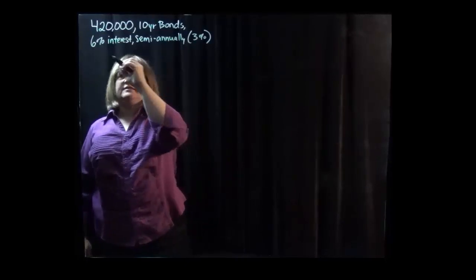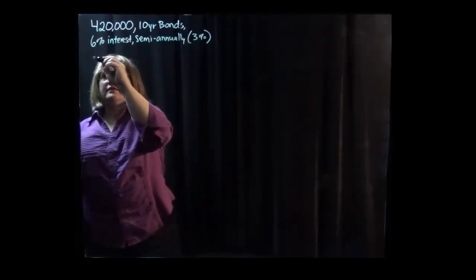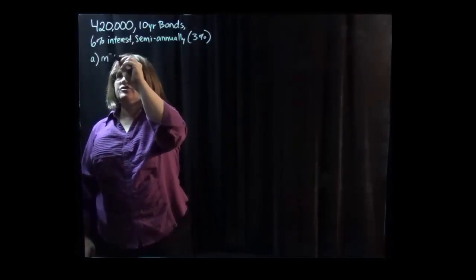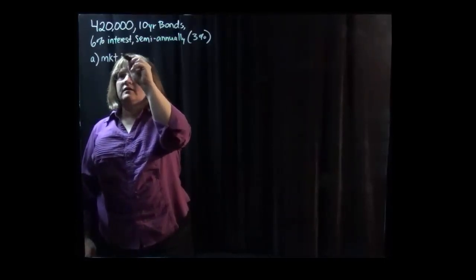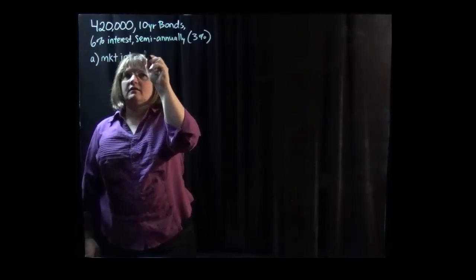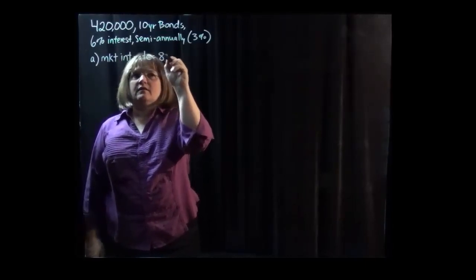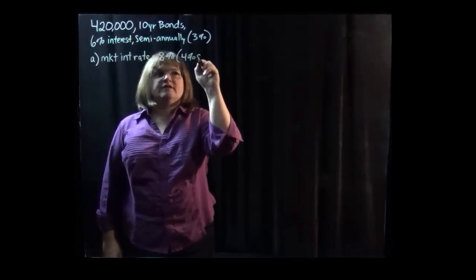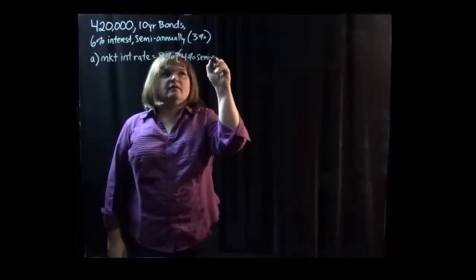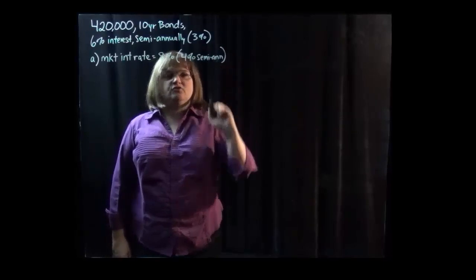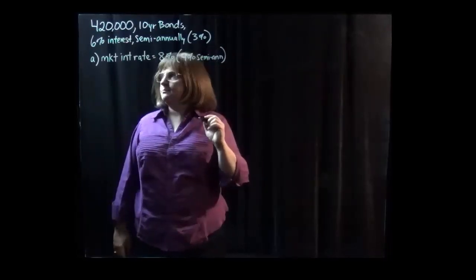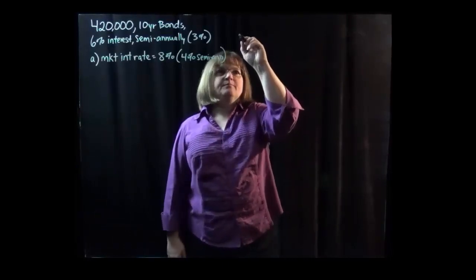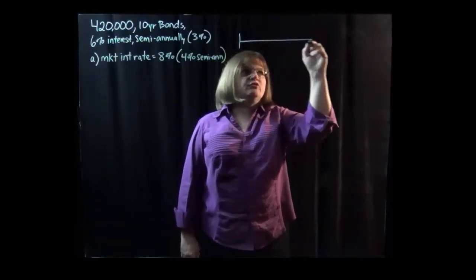We are asked then to calculate the price of the bond, assuming that the market interest rate is 8%, or 4% would be the semi-annual interest rate in that case. Let's start by making ourselves a timeline of the terms of this bond.